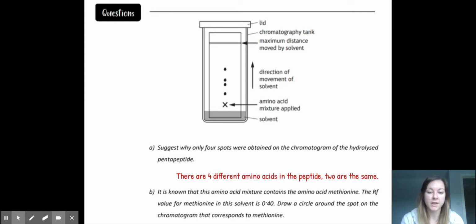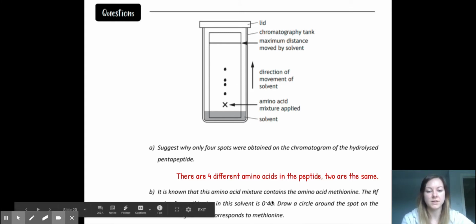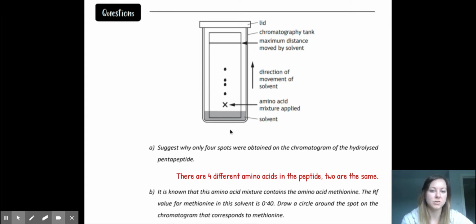It is known that the amino acid mixture contains the amino acid methionine. The RF value is 0.4. Draw a circle around the spot on the chromatogram which corresponds to methionine. Well, there are 2 different ways to do this. One of them is to take quite a logical approach and say, right, this is the distance that the solvent has moved. If you have a retention factor of 0.4, then that spot is going to be found just less than halfway up the distance that the paper has travelled.